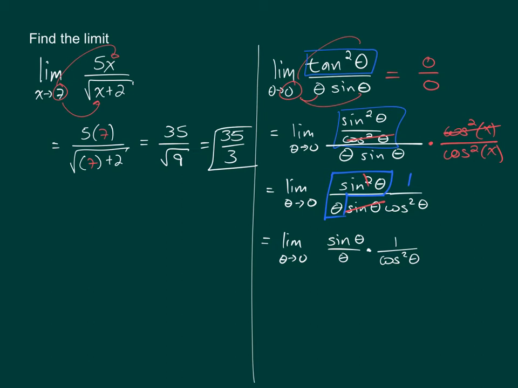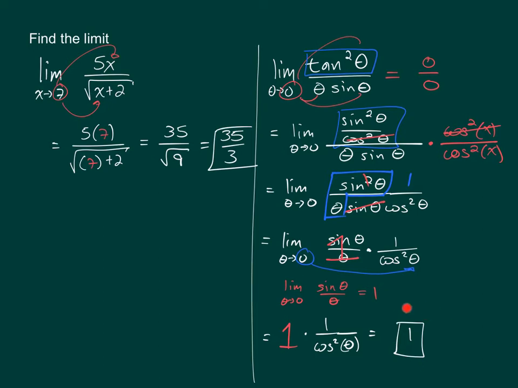So I know that the special trig limit, the limit as theta approaches 0 of sine theta over theta, I know that's 1. So this whole thing ends up being 1 times 1 over cosine squared theta. Now I can directly substitute this 0 right in here for that theta, because the cosine of 0 is 1. So now I have this.